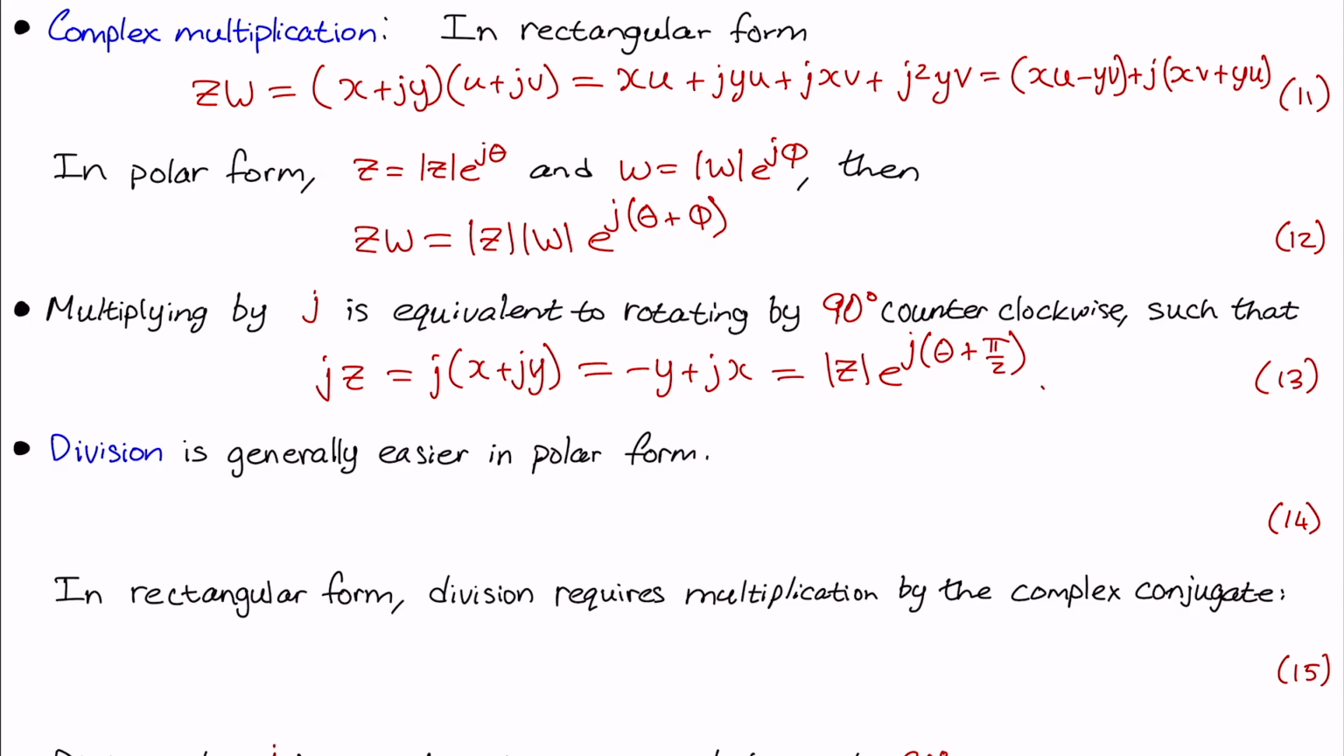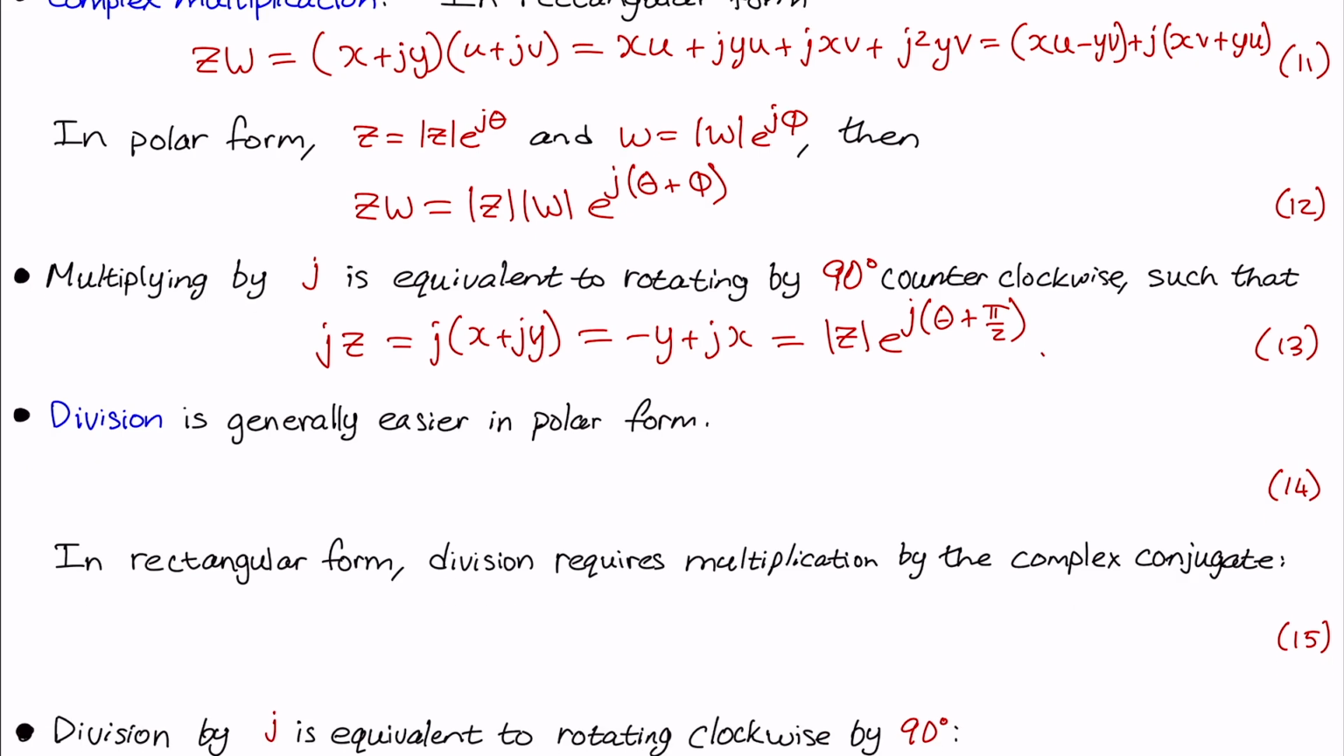So we can do division as well. It's generally easier in polar form, though you can do it in rectangular form. It's just much easier in polar form. So if we have z divided by w, this will just be equal to the magnitude of z times e to the j theta divided by the magnitude of w times e to the j phi. And then that just becomes the magnitude of z divided by the magnitude of w times e to the j theta minus phi.